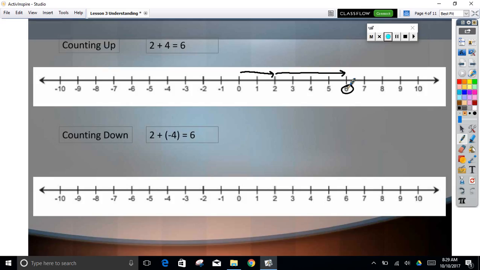However, when we add a negative number, we don't go up or to the right, we go to the left. So when we add a negative number, counting up becomes the same as counting down. So we go to 2, and then we go to the left 4 units. That has the incorrect sum. That should say negative 2. And we end up at negative 2.